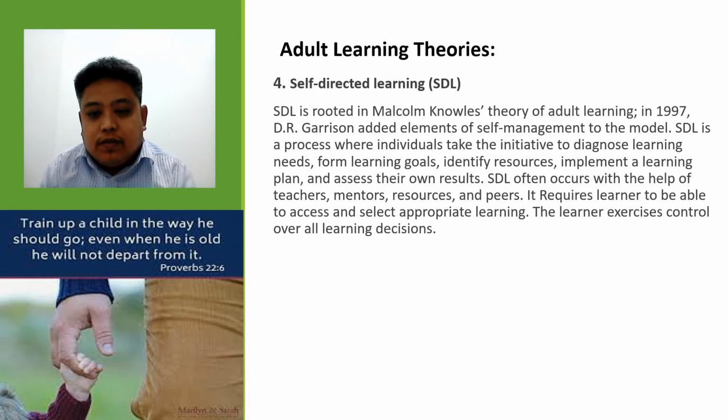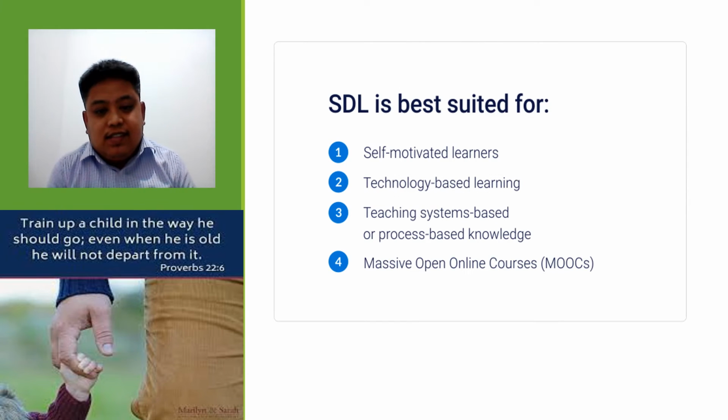SDL often occurs with the help of teachers, mentors, resources, and peers. It requires the learner to be able to access and select appropriate learning. The learner exercises control over all learning decisions. SDL is best suited for number 1, self-motivated learners, number 2, technology-based learning, number 3, teaching system-based or process-based knowledge, and number 4, massive open online courses or MOOCs.